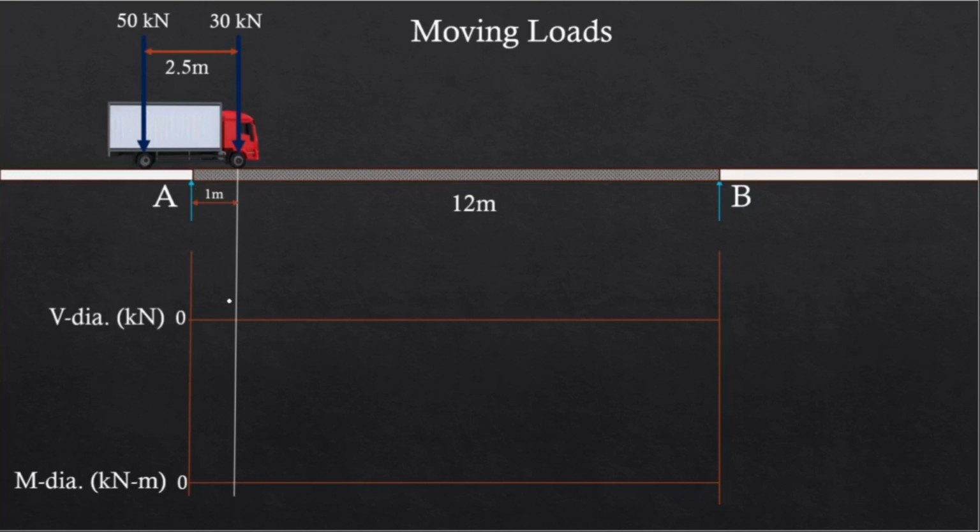Now if we're going to solve the reaction, by the way, this is our span. This is the bridge. And then we have point A and point B. And then we'll assume it to be simply supported. And so that's why we have vertical reactions right here. Now to solve the reaction at A, I need to take moments about B. And then if I'm going to draw the shear and moment diagram, we have this one.